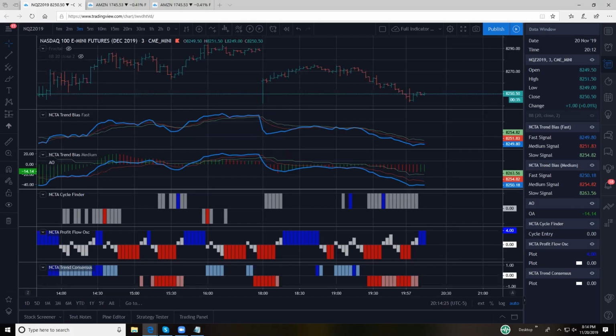BG's asking, does the fact that the AO is below the zero line mean anything if the trend bias did not cross up like yesterday? I am not looking at where the AO is in relation to the AO zero line. I am simply looking at whether the AO is green or red for my trade entries.